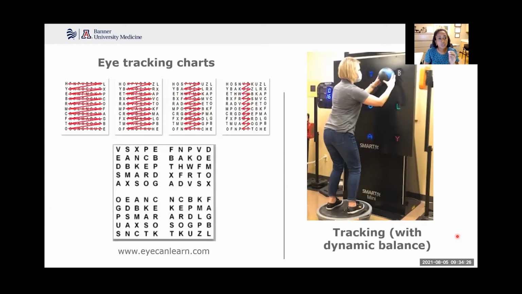On the left, you'll see I have these charts here. I use this picture from the website icanlearn.com. This is a great resource for you as well. They have tons of printable charts you can use for your clinic to work on some eye tracking activities. This one is a 10 by 10 chart.